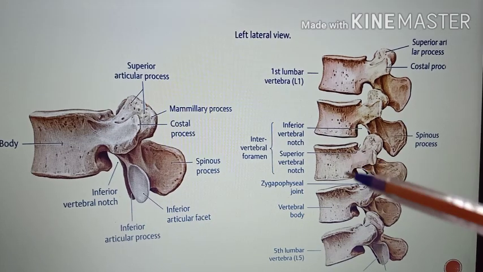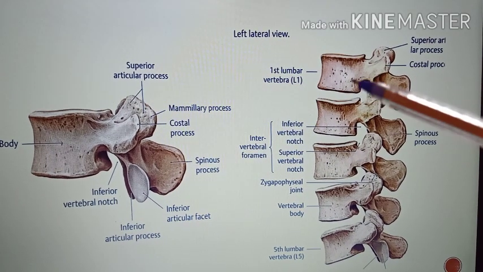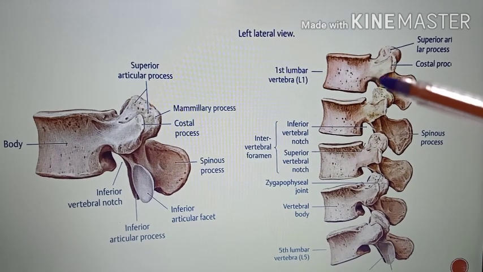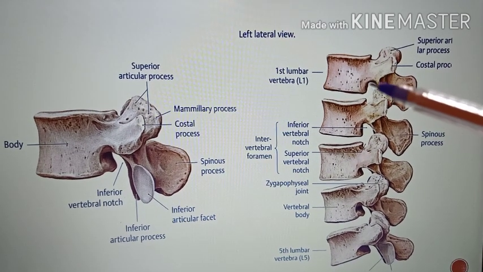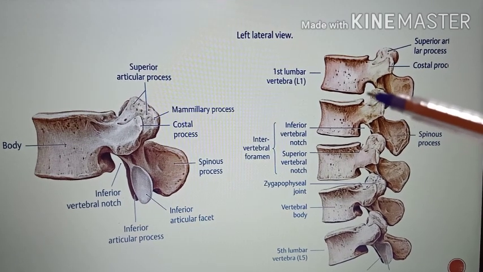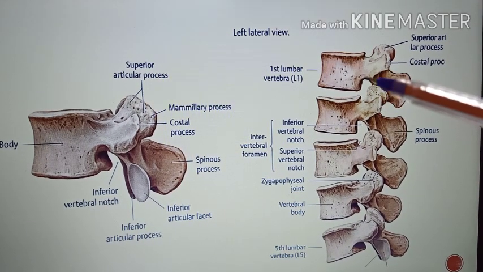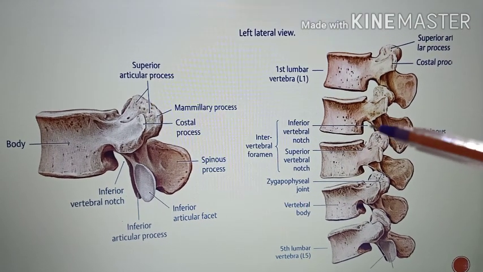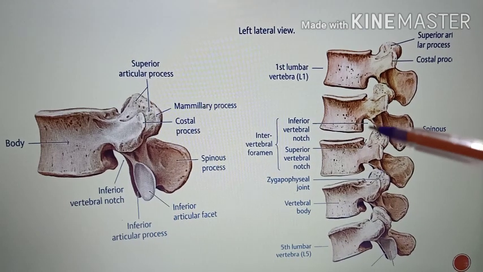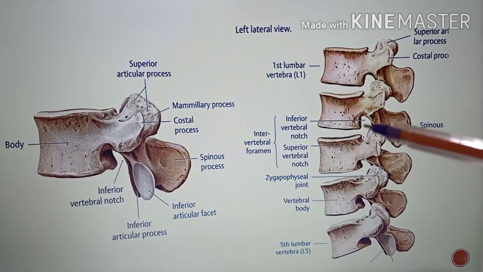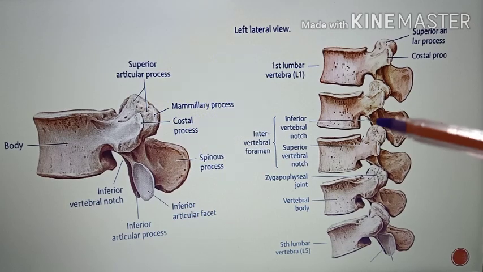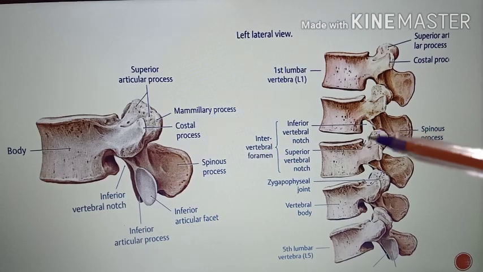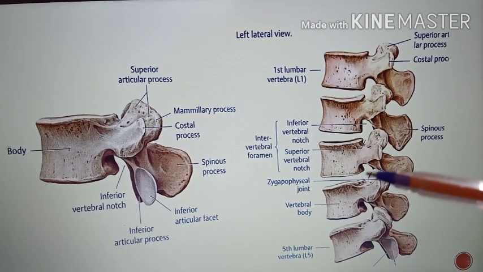So in between these vertebrae, here this is the body of the vertebra, here the intervertebral disc will be present. This is the inferior vertebral notch, whereas this is the superior vertebral notch. So the adjacent vertebrae, superior as well as inferior vertebral notch, form a foramen, and this foramen is called the intervertebral foramen. This intervertebral foramen transmits the spinal nerves as well as the radicular vessels.